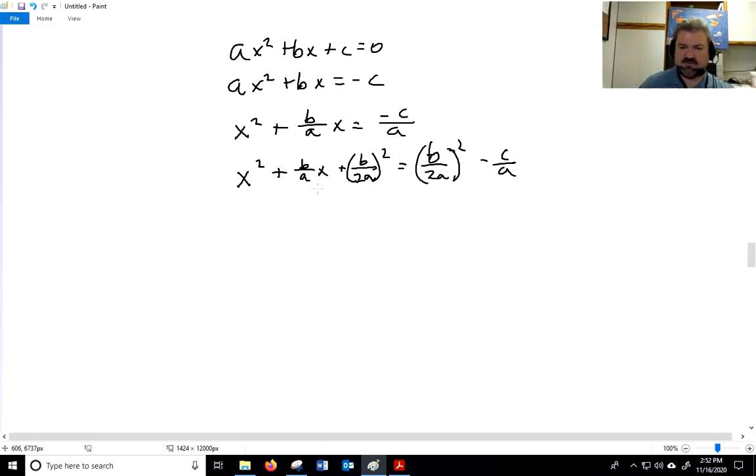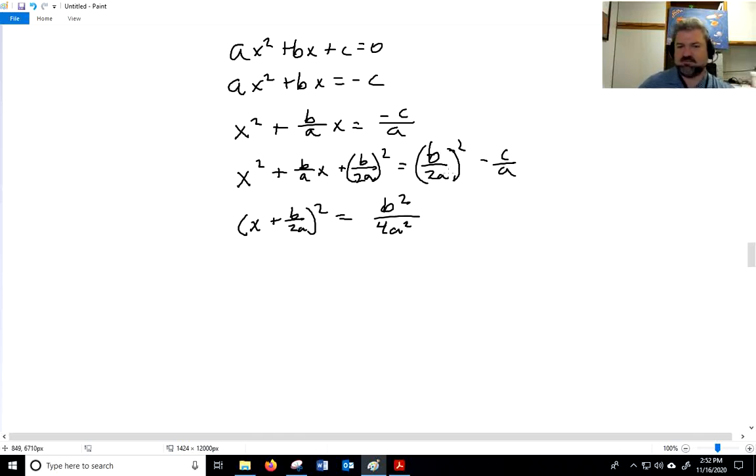All right, we know what this left-hand side is. It's a perfect square trinomial. You can see that the square root of this number is half of that one. So you take the square root of this, take the square root of that, and it should be half of that: x plus b over 2a, squared. That's how that factors. The right-hand side here is b squared over 4a squared if I square the top and square the bottom.